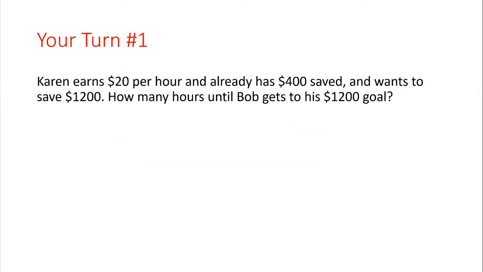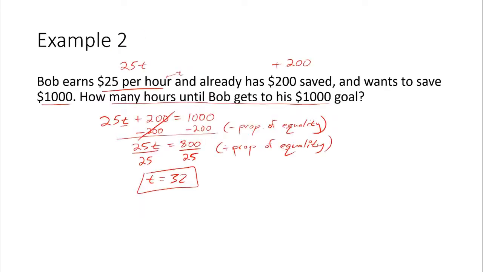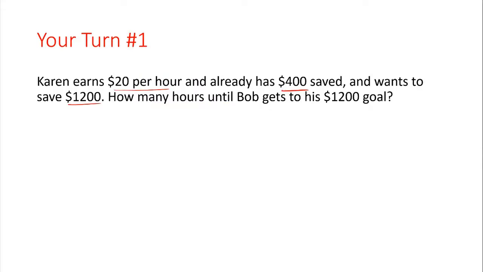All right, so your turn number one. Same situation as Bob, just different coefficients, right? She's not making the same as Bob, and she already has a certain amount saved up. That's not exactly like Bob's situation, right? And her goal is $1,200. So again, not Bob, Karen. Okay. So how many hours until Karen gets to her goal? All right, her $1,200 goal. So same as Bob's situation.